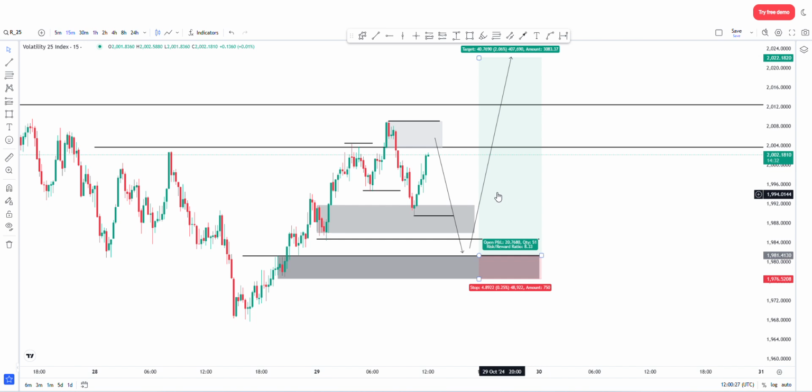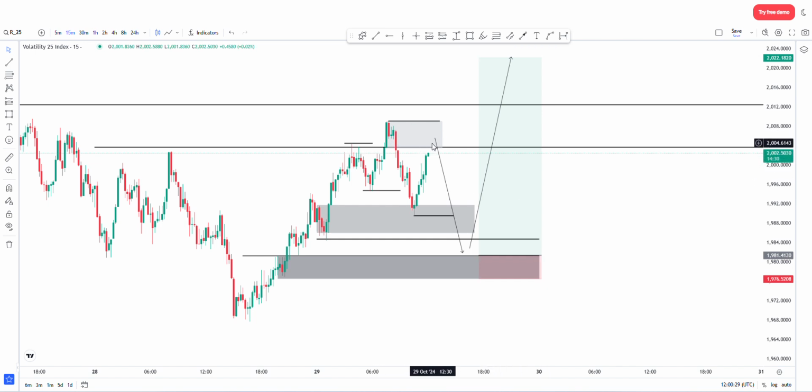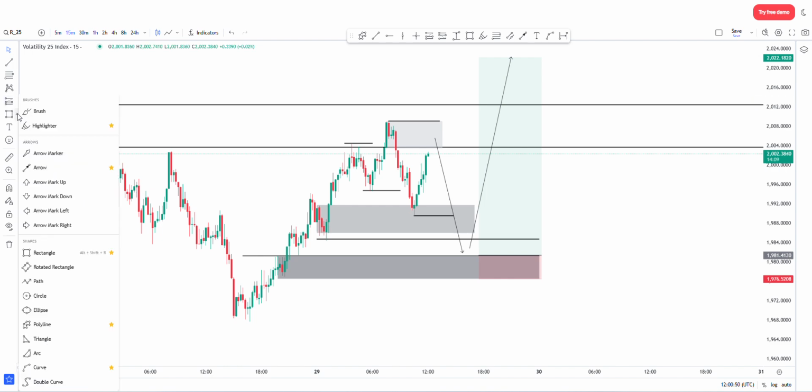So you'll be watching to see if price is going to sell from here, then you'll be watching this area for a buy, not inside of the fair value gap, but actually this down close candle. So you can buy from this price point, 1981.4. You can buy from that price zone.